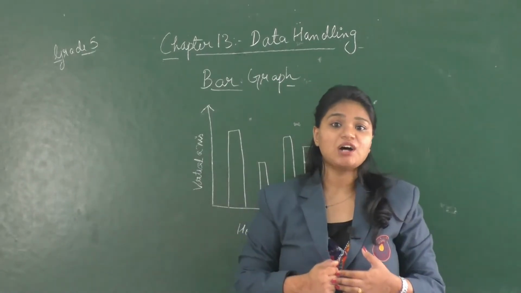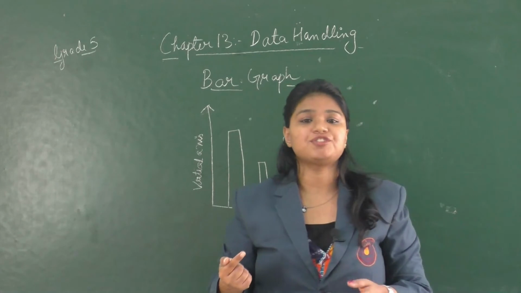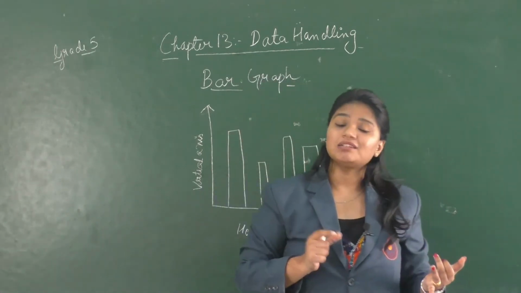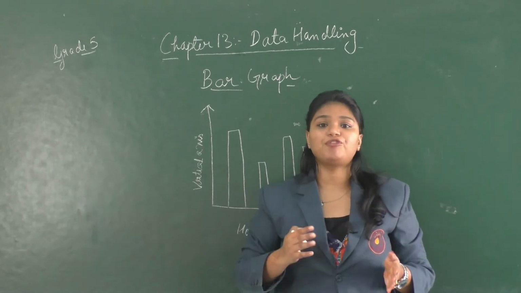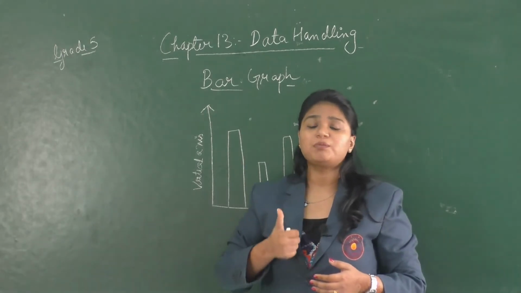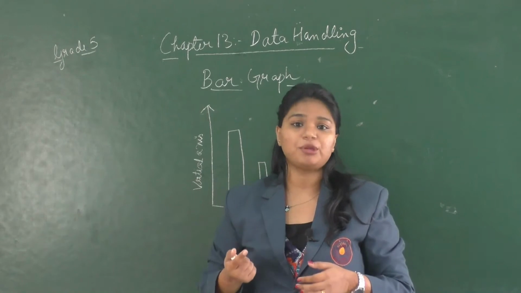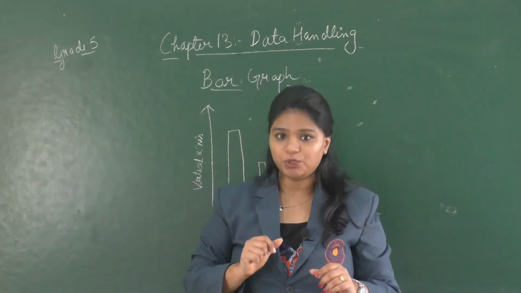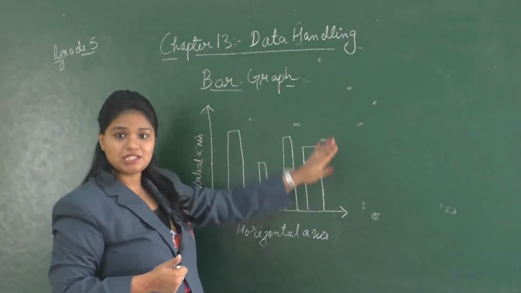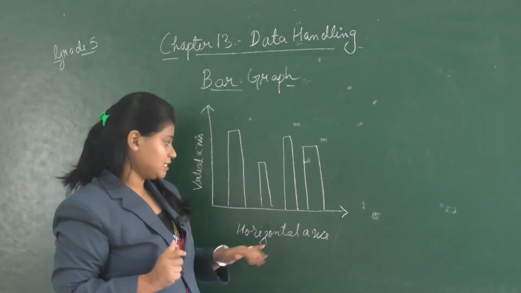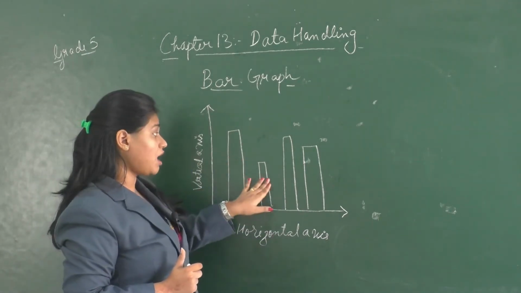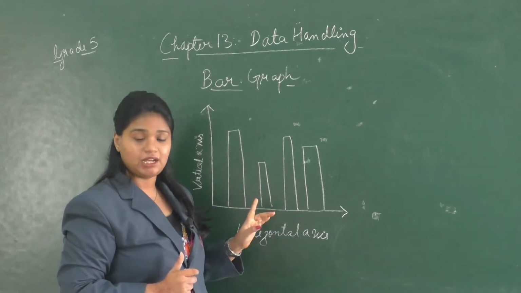Students, we learned how to record the repeated occurrence of a particular observation in the form of a table. Now let's learn how to represent this table in the form of a bar graph. Now what is a bar graph? A bar graph is used to represent numerical data in the form of bars of equal width. A bar graph is represented in such a form. There are two axes, horizontal axis and vertical axis, and these are the bars that represent the data.